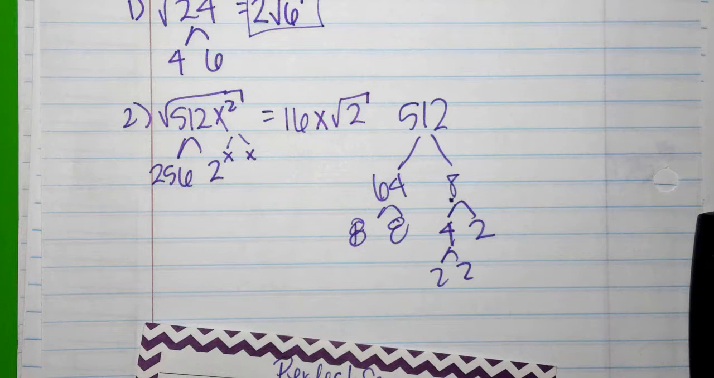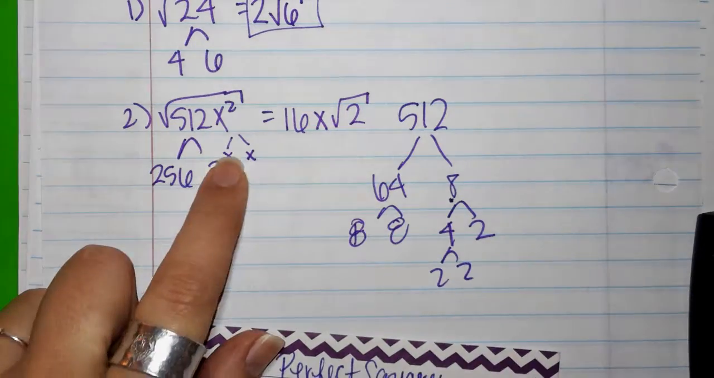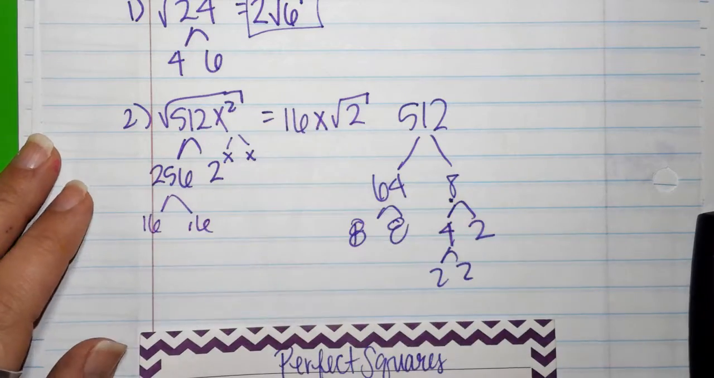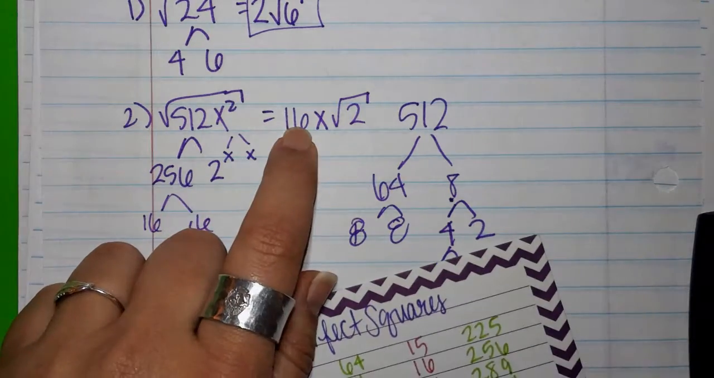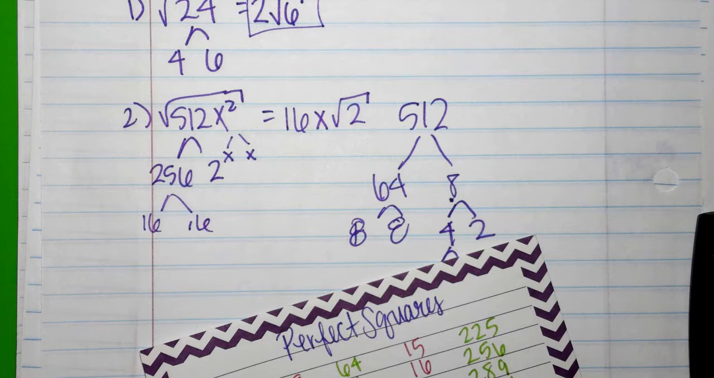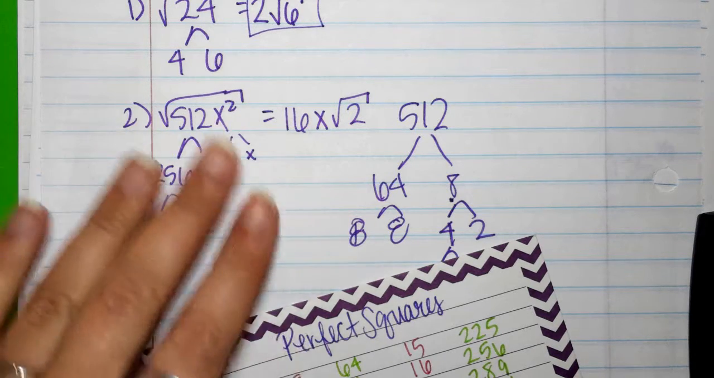Alright, where are we confused? Where do we not understand? I think the x part is kind of confusing. Okay, well you see how there's 2 of these? And you see how we had 2 of these? We took 1 to the outside of the 16, right? It's the same thing. Does everybody understand?